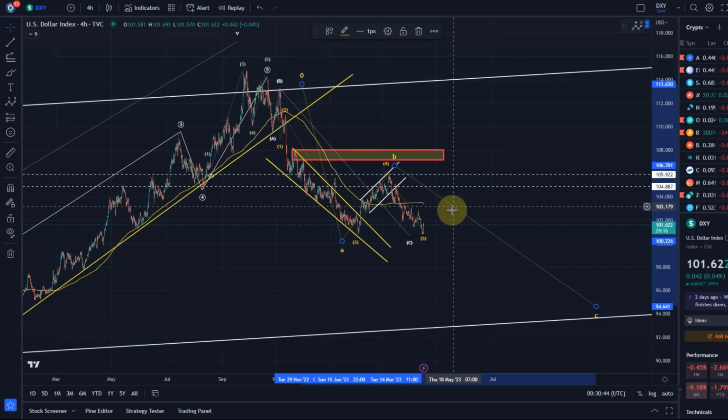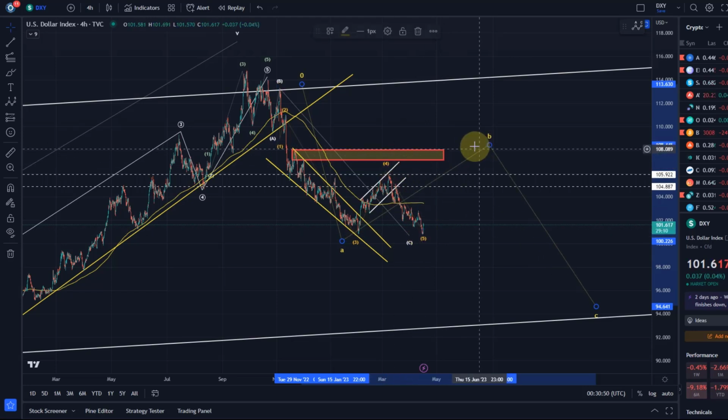So I'll keep you updated about the DXY. Certainly the downtrend is still ongoing. The only question is, do we get that higher B wave and come down then, or do we sell off straight away?